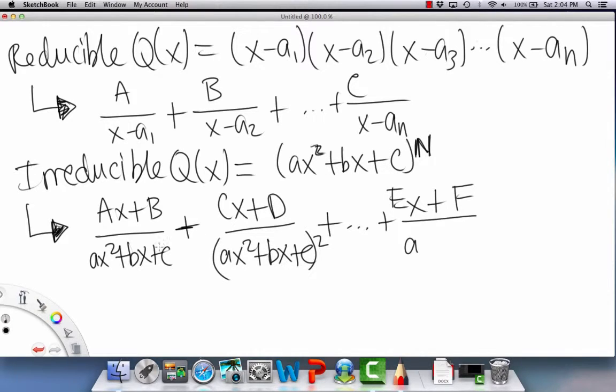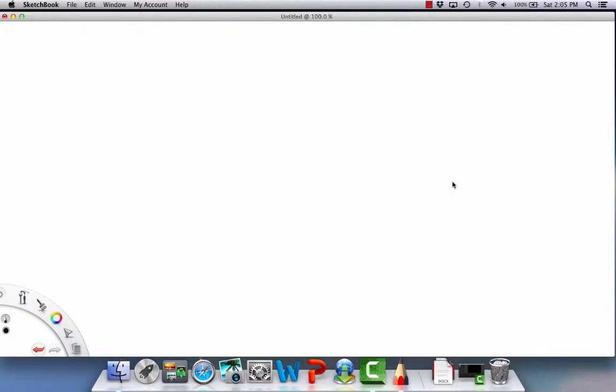I'm sorry, hold on. This is a very important part. The first thing you write is to the 1 power, and then the second, the denominator is raised to the second power, all the way up to bx plus c raised to the n power, which is however many they give you in the denominator. So we're going to do an example of this, so it's more understandable.